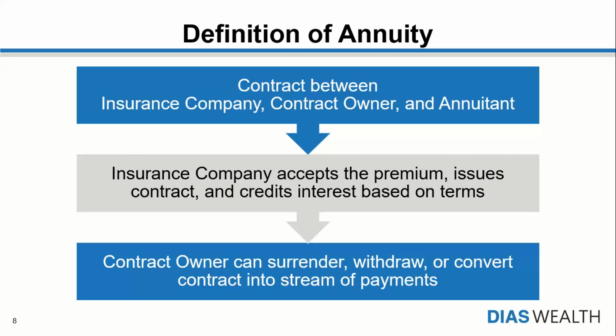So let's define an annuity. It's a contract between an insurance company, a contract owner, and an annuitant. The insurance company accepts the premium. They issue a contract and they credit interest based on the terms of that contract. Simple enough, right? And then the contract owner can surrender, withdraw, or convert into a stream of payments.